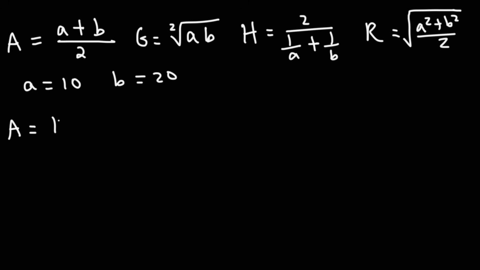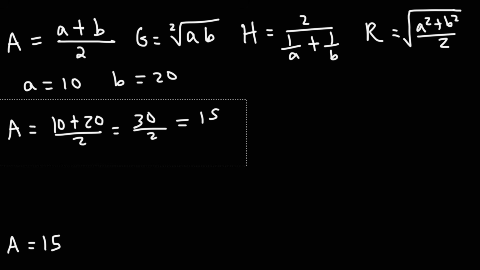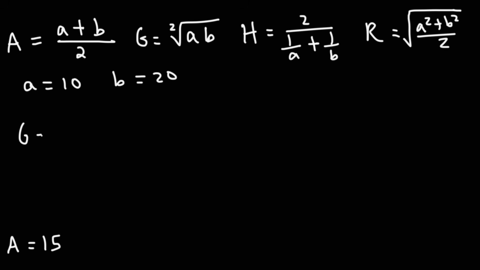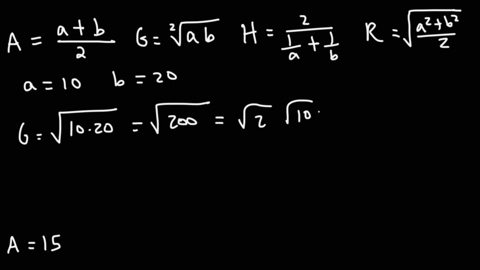So the arithmetic mean is going to be 10 plus 20 divided by 2. 10 plus 20 is 30. 30 divided by 2 is 15. So a is 15. The geometric mean is going to be the square root of 10 times 20. 10 times 20 is 200, which is the square root of 2 times the square root of 100. The square root of 100 is 10, so we get 10 root 2. So g is 10 root 2, which as a decimal is 14.14.